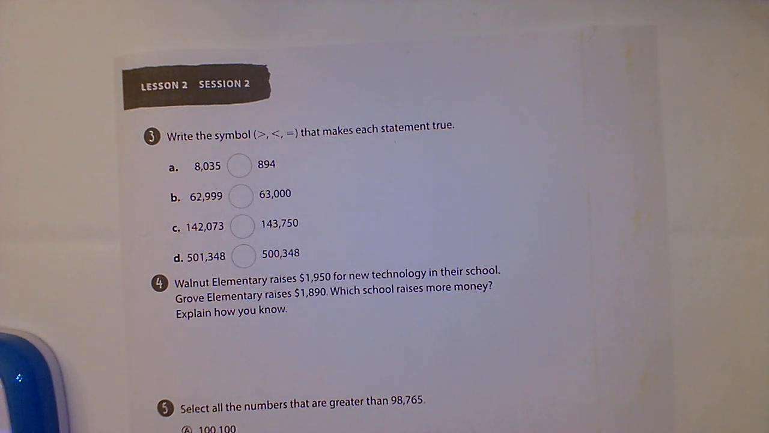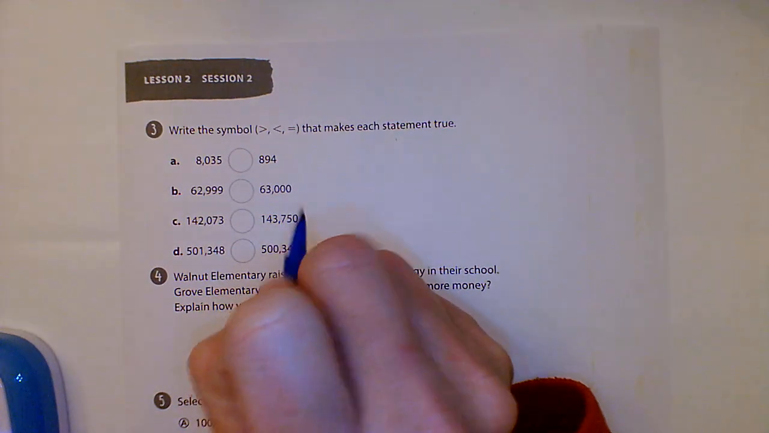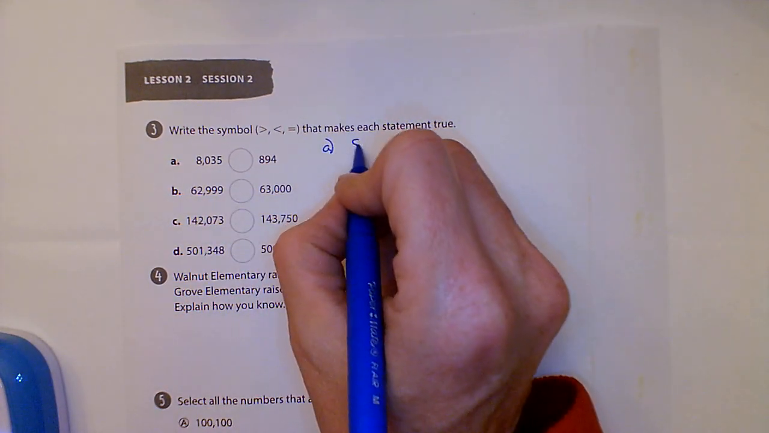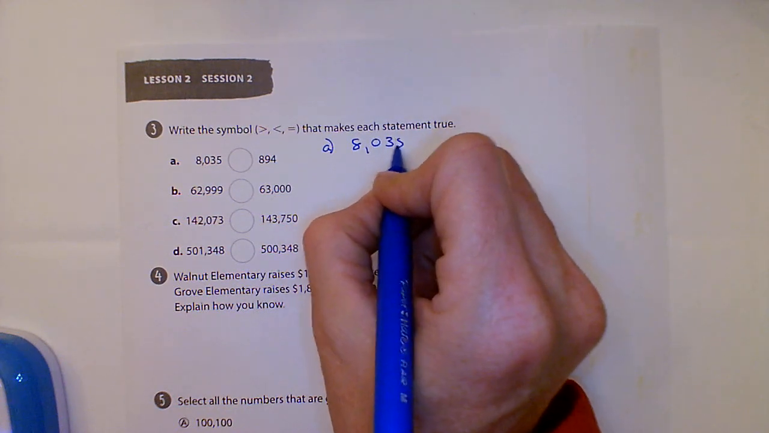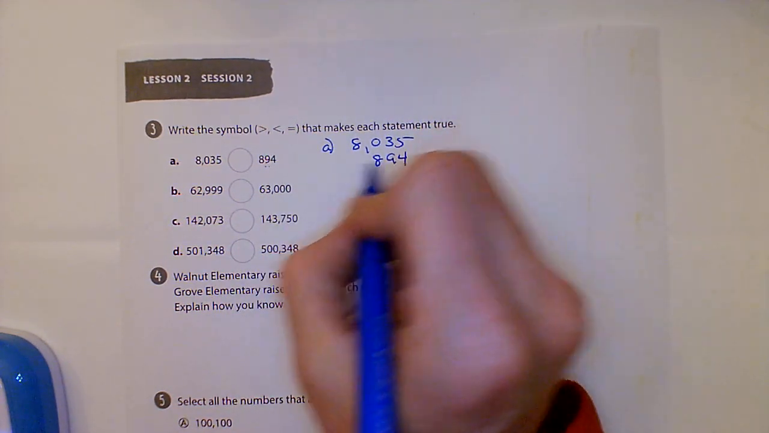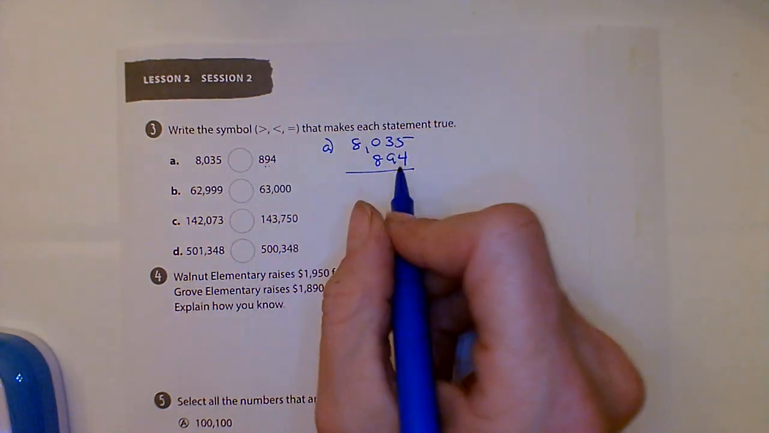Okay, so now it says, write the greater than, less than, or equal to symbol that makes each statement true. So I am still going to stick to my rule that we are going to stack them up to compare them. So here we go. Here's A. So we have 8,035, and we are comparing that to 894. I stacked them carefully, and now, oh, I'm not adding, don't do that.